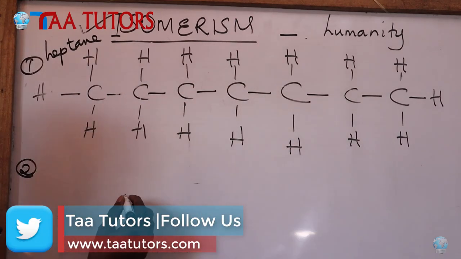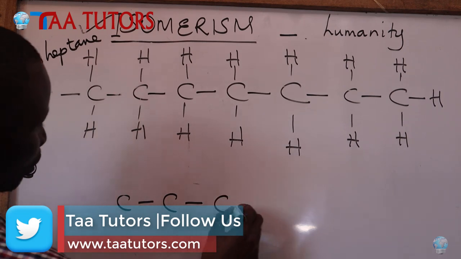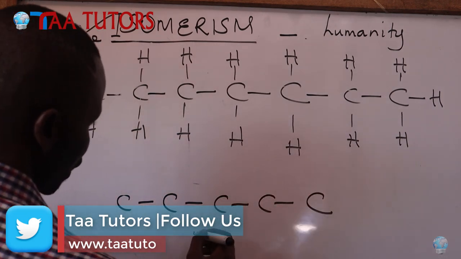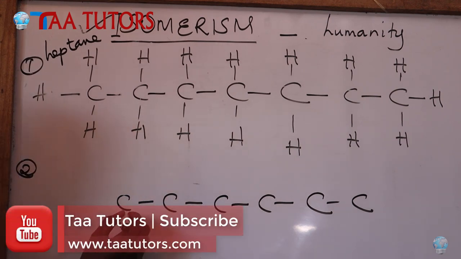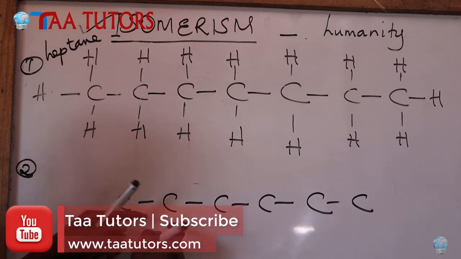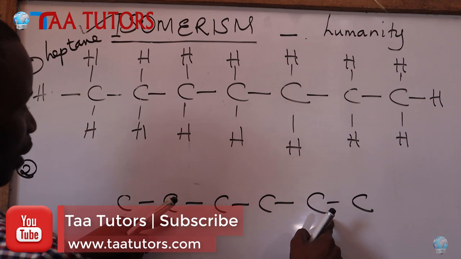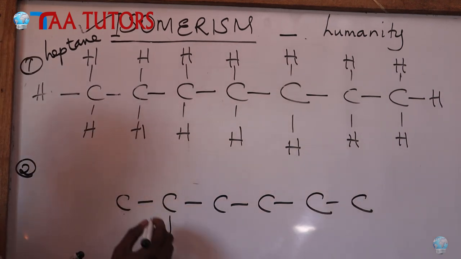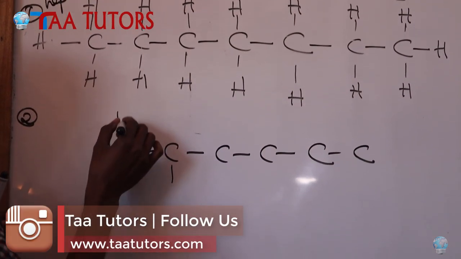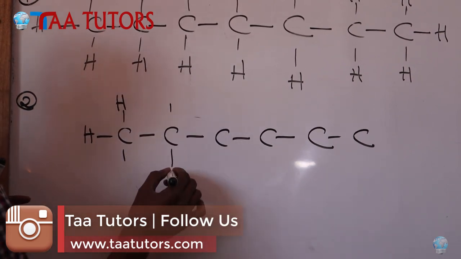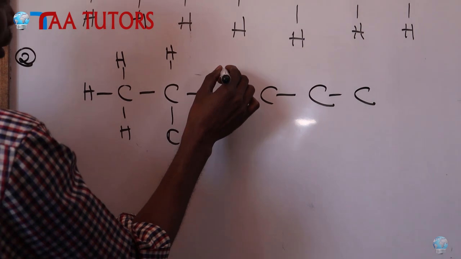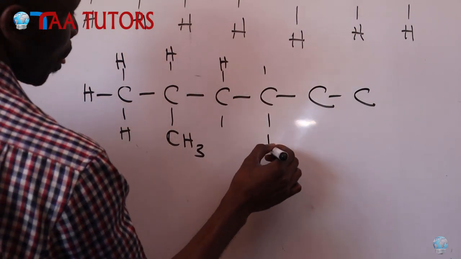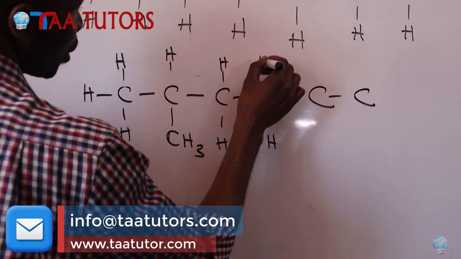So if I take it and I say the middle one, now if I take one, there'll be 6. Those are 5, 6. So I can't put this branch here, but I can put it either here or there. I'm free to put it there. Now I put it there. So if I put it there, I have this H, this CH3, H.